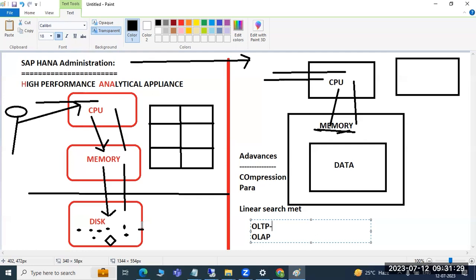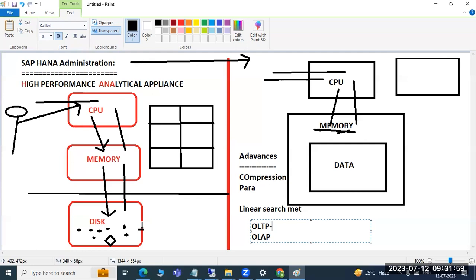But HANA was built from the ground up to be in-memory first, which means it will first load the data into memory, and only then to disk. Other databases do disk first, then in-memory. So that is the advantage we have in the HANA database. Okay, as an introduction, we discussed a few advantages, that is fine.